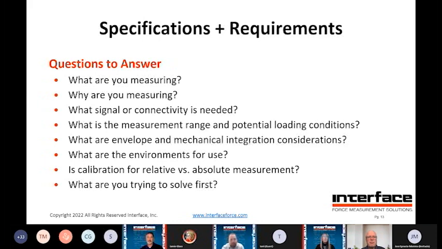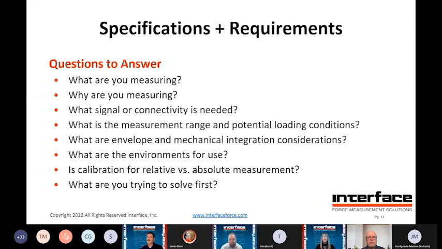Then on the physical front, what does the envelope look like? And because, again, we're integrating into a system, what opportunities are around mechanical integration considerations, i.e., what can we incorporate as part of the sensor to better integrate in your machine or integrate into your process.